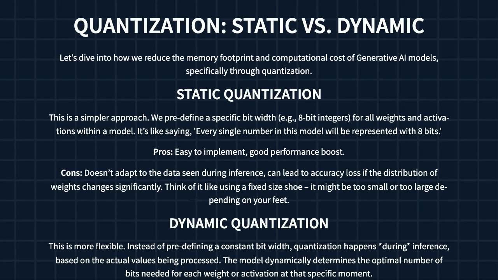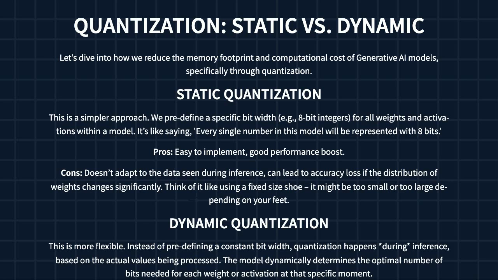Okay, so let's talk about how we make these massive AI models run faster and use less memory. One key technique is called quantization, essentially shrinking the size of the numbers representing our model's weights and activations. We have two main approaches, static quantization and dynamic quantization. Static quantization is like setting a fixed bit width, say 8 bits, for everything. It's simple to implement and gives you a nice performance boost, but it can be inflexible if your data changes during use. The accuracy might suffer. Think of it like using one size shoe that doesn't fit perfectly.